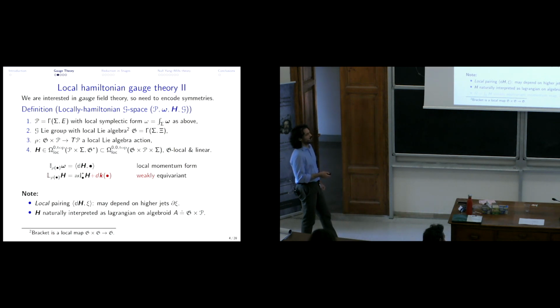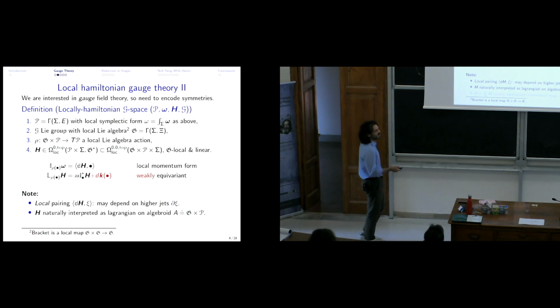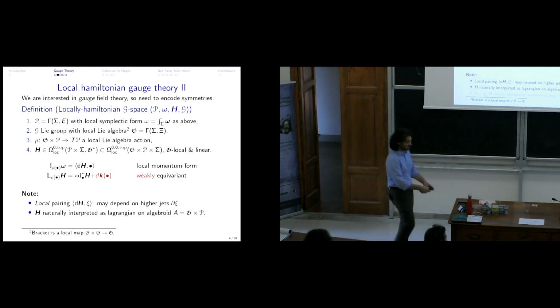Moreover, this momentum form H can be interpreted as a Lagrangian on something larger, on the algebroid given by the space of fields cross the Lie algebra that is acting over it. So this algebroid is an action algebroid.